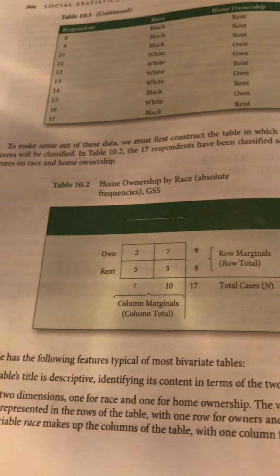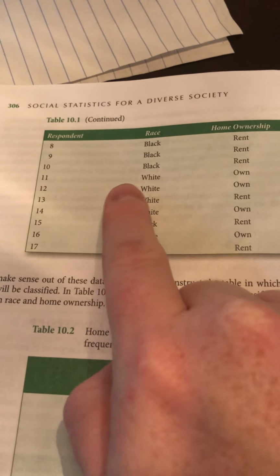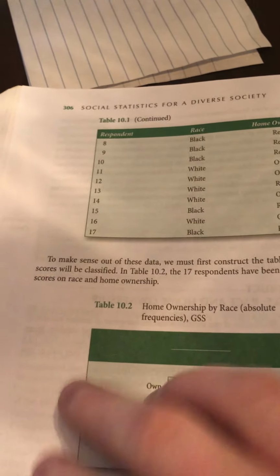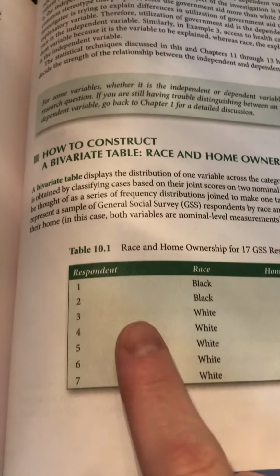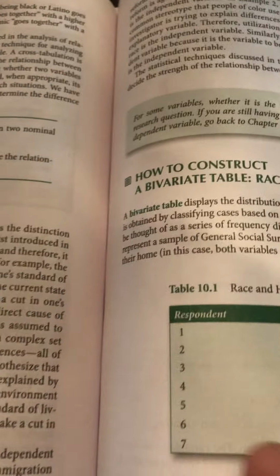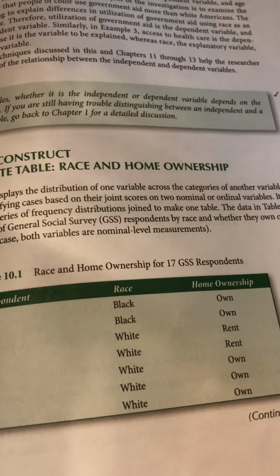Okay, so let's take a look in the book. This is table 10.2. So if you look, here's the raw data here. Actually, I guess it starts on the first page. So basically you're collecting, let's say, what do we have? 17 respondents, and we're asking them their race, I guess it's just bivariate black or white, and then whether they own or rent their own home.